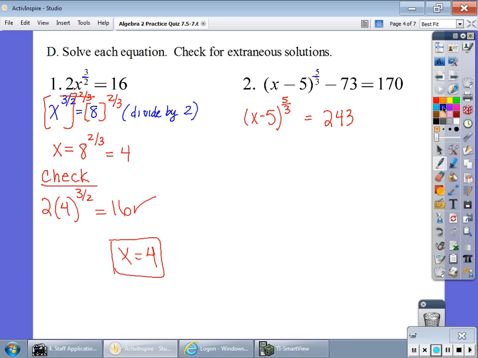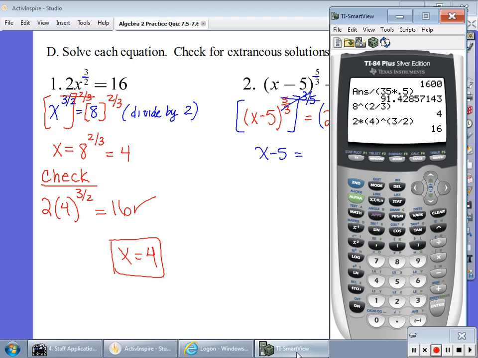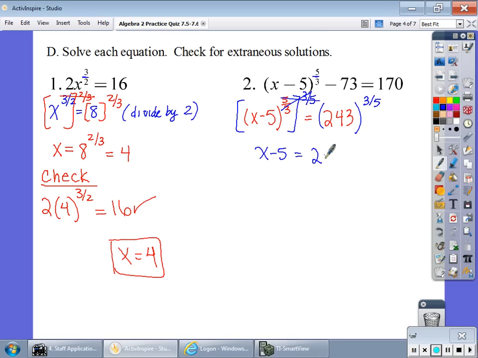So now we're going to raise each side to the reciprocal power of 3/5. It doesn't matter that one side is brackets and one side is parentheses. What's important is raising each side to the 3/5 power. So this is gone. We're left with x minus 5 is equal to 243 caret 3 divided by 5. Enter. And we're getting 27 there. So then I'll add 5 to each side. x equals 32.